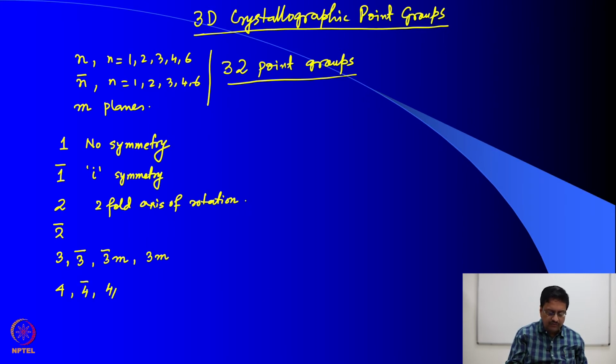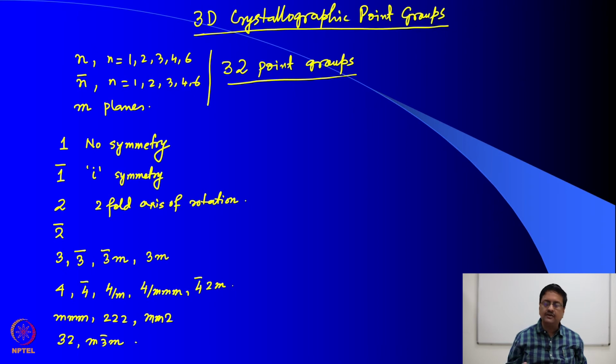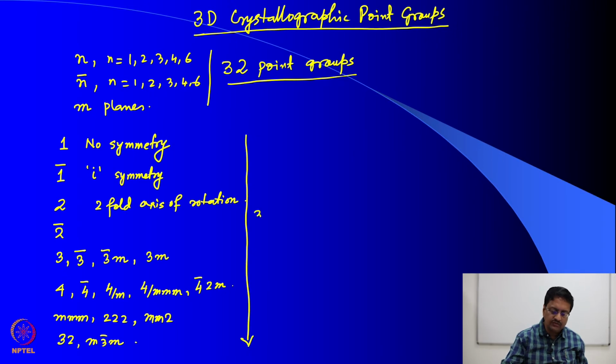bar, 4 by M, 4 by M, 4 bar 2M belonging to tetragonal systems, and then you can have M, 2, 2, 2 or M2 for orthorhombic systems, and some space point groups like 3, 2, M3 bar M, etc. for cubic systems. So like that, there will be total 32 different point groups identifying different crystal systems.